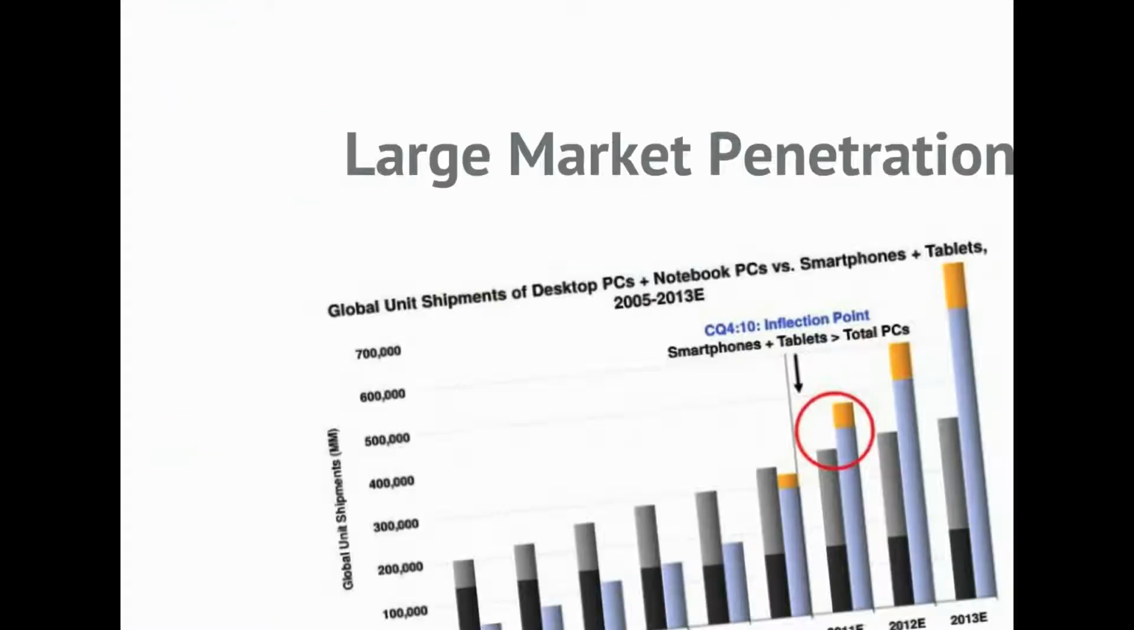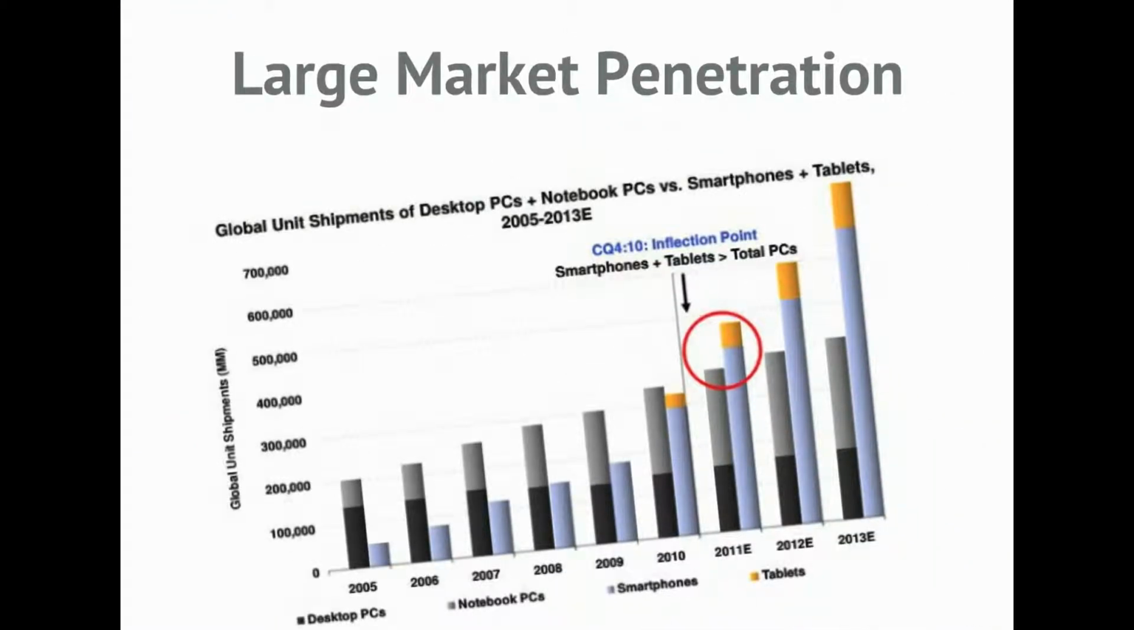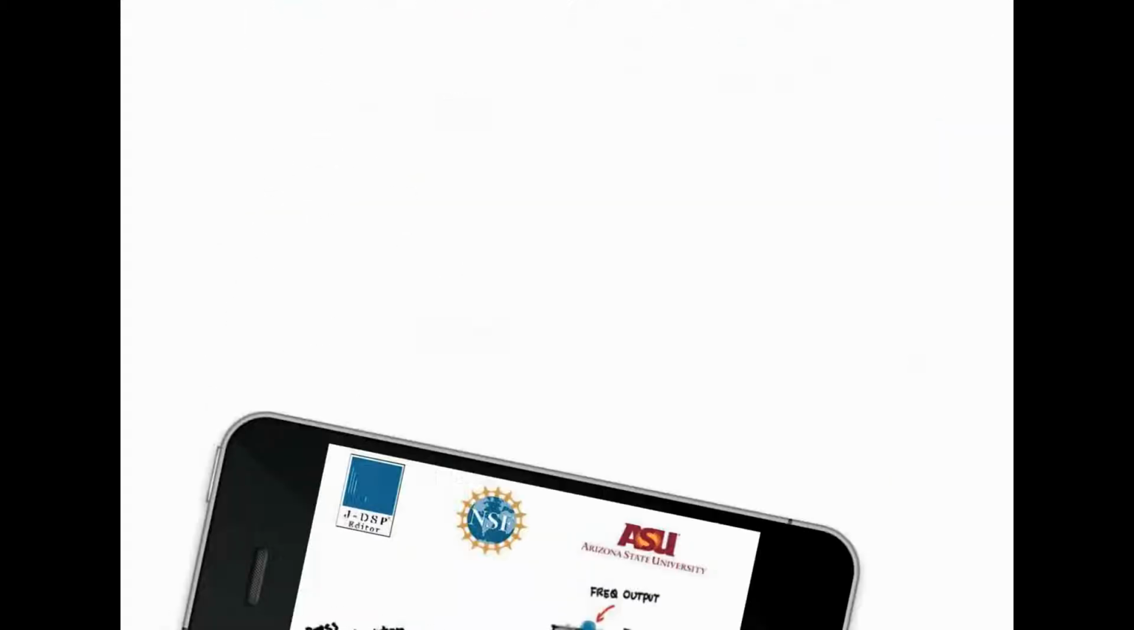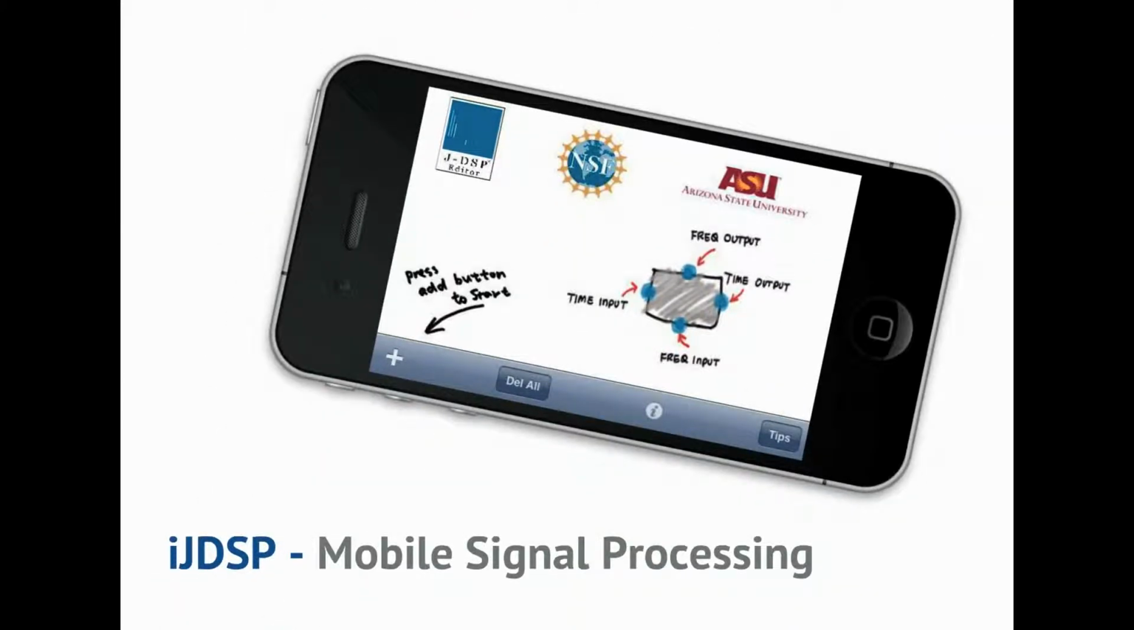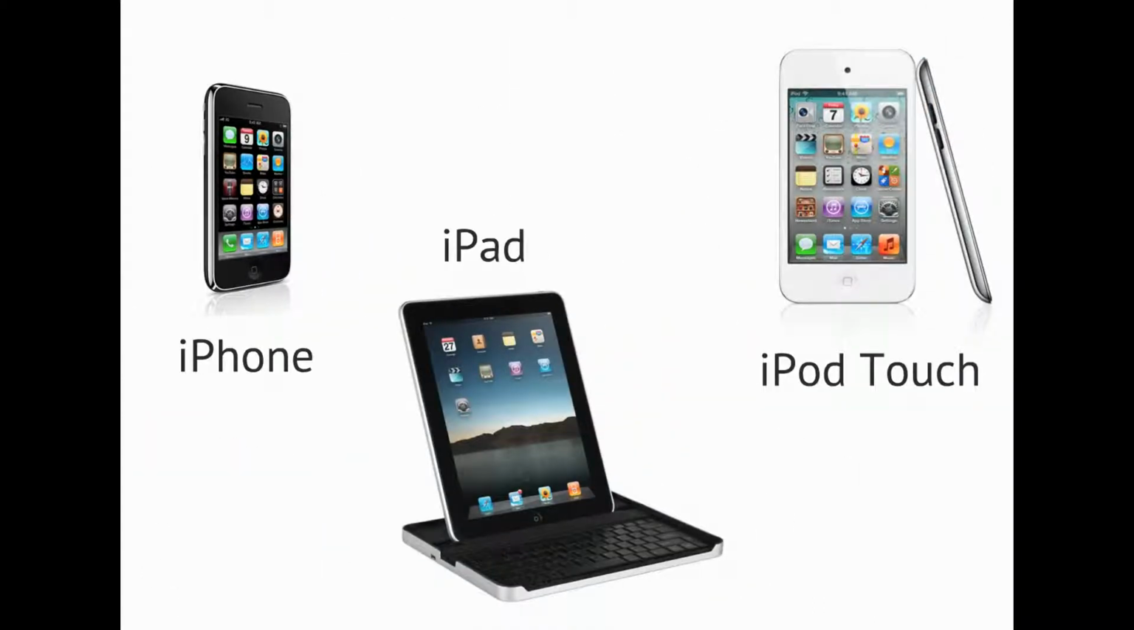The large user base of these devices among the student community supports this fact. At Arizona State University, we have designed iJDSP, a mobile educational app for simulation and visualization of signal processing fundamentals. iJDSP is freely accessible and is supported for Apple iOS devices such as iPhone, iPod, and iPad.